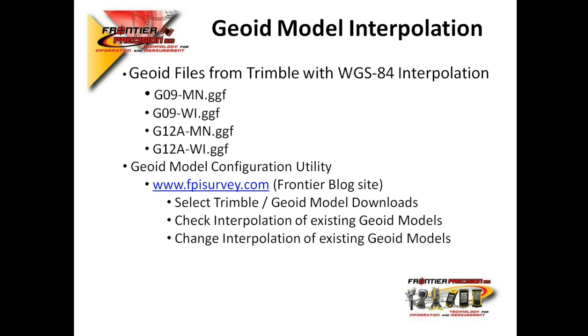Trimble has built a Geoid model configuration utility. You can go ahead and download that at this website, fpisurvey.com. Just select the Trimble banner and select Geoid Model Downloads, and it'll take you right to the interpolation location where you can download this little utility. All this little utility does is allow you to view the interpolation method of an existing Geoid model and change it if desired. And that's all it allows you to do. It's a very simple little routine.